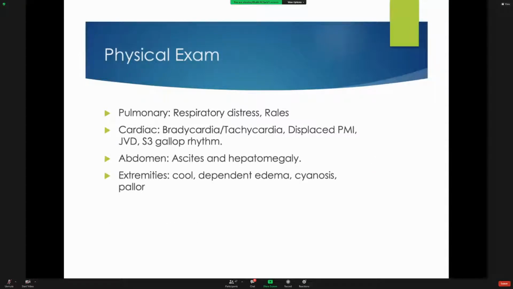In the physical exam, you might see respiratory distress. The patient will be tachypneic, and you will hear respiratory crackles. In the cardiac exam, the patient might come with brady- or tachyarrhythmia, displaced point of maximal impulse, jugular venous distension, S3 gallop rhythm. In the abdomen, you might see ascites, hepatomegaly. The extremities will be cool, with dependent edema, cyanosis, or pallor.